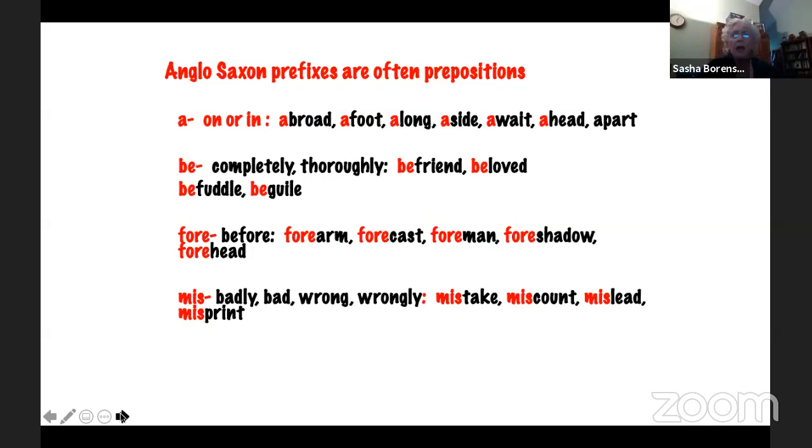And a lot of times we use the words, but we don't really understand what the different morphemes in these words mean. For instance, if we have the prefix a, and Anglo-Saxon words like to take little words and a lot of prefixes and stick them on to a base word. So a lot of times they just took the letter A and they said abroad, afoot, along, aside.